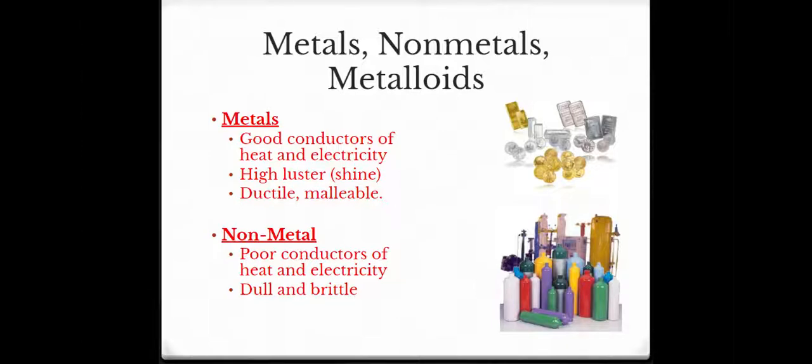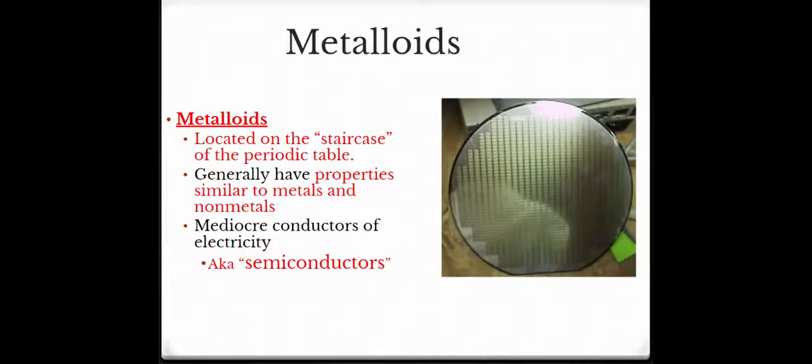Metals are good conductors of heat and electricity. They have a high luster, so they're shiny, and they are ductile, which means they're capable of being shaped into wire like copper, or malleable, which means that you can hammer them or press them out of shape without worrying about them breaking like aluminum. Nonmetals are poor conductors of heat and electricity. They're dull and they're brittle. And our metalloids, which are located on the staircase of the periodic table, have properties that are similar to metals and nonmetals, but they are mediocre conductors of electricity, so we call them semiconductors.